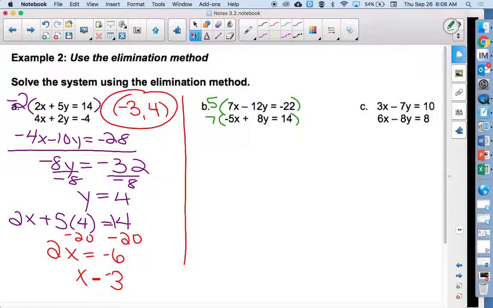So our goal is to make them the same number. So if I multiply the top one by 5, we get a 35 in front of x. A 60 with y. And then Alyssa, negative 22 times 5 is? Negative 110. The bottom equation, we now have negative 35x, so my x's are the same, 56y, and Alyssa, 98.